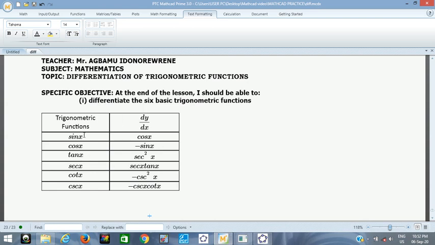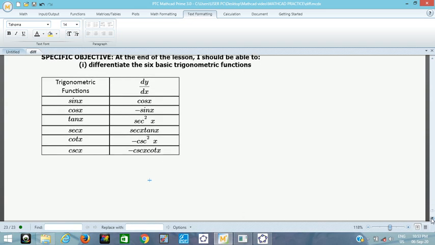So this is the summary of the differentiation, but all I want to show you today, I will use first principle to show you how this table came about. How did we differentiate sine x to give us cos x? So let's start. Let me show you how we go about it.